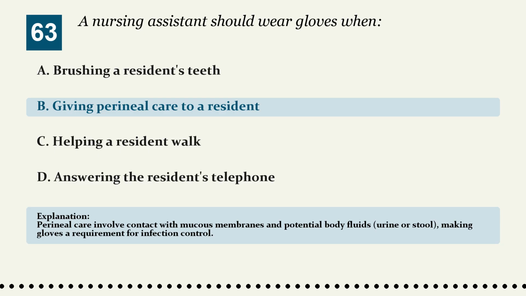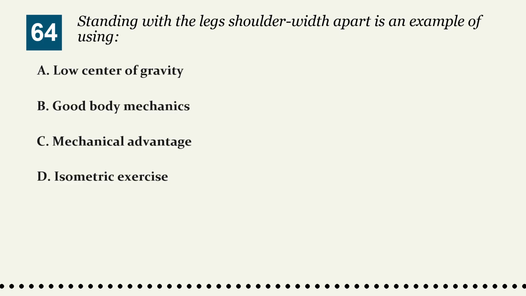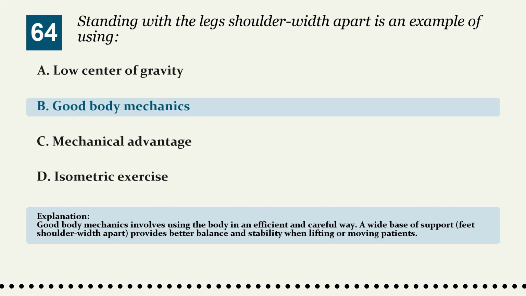control. Question 64. Standing with the legs shoulder width apart is an example of using: Option A, low center of gravity. Option B, good body mechanics. Option C, mechanical advantage. Option D, isometric exercise. The correct answer is option B, good body mechanics. Good body mechanics involves using the body in an efficient and careful way. A wide base of support, feet shoulder width apart, provides better balance and stability when lifting or moving patients.